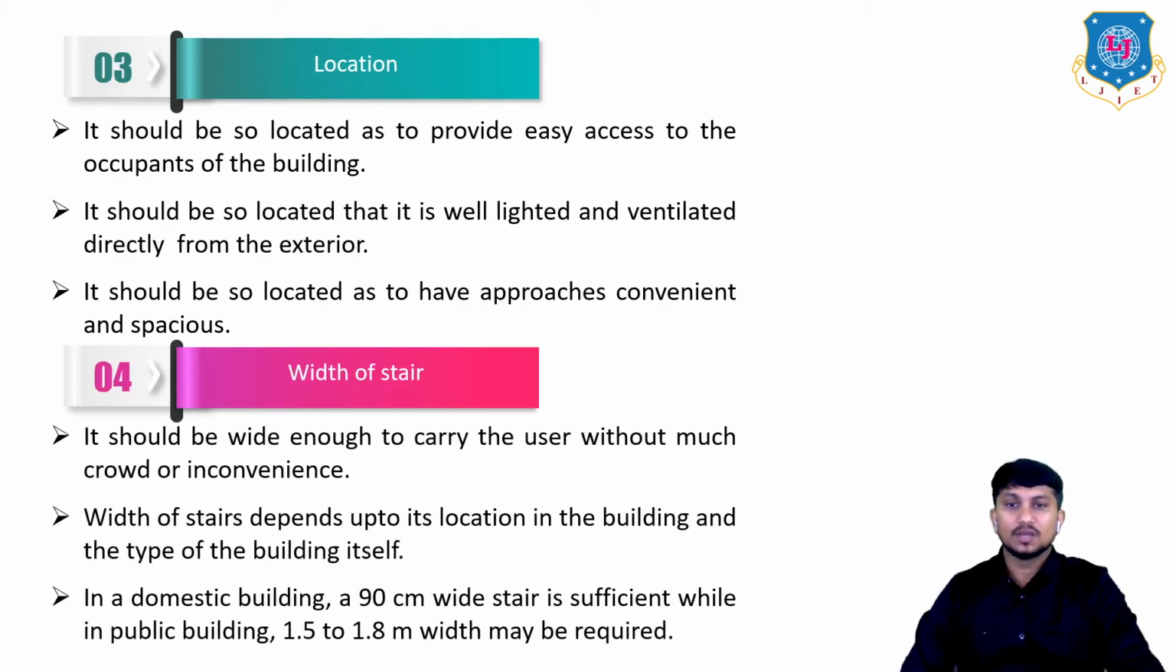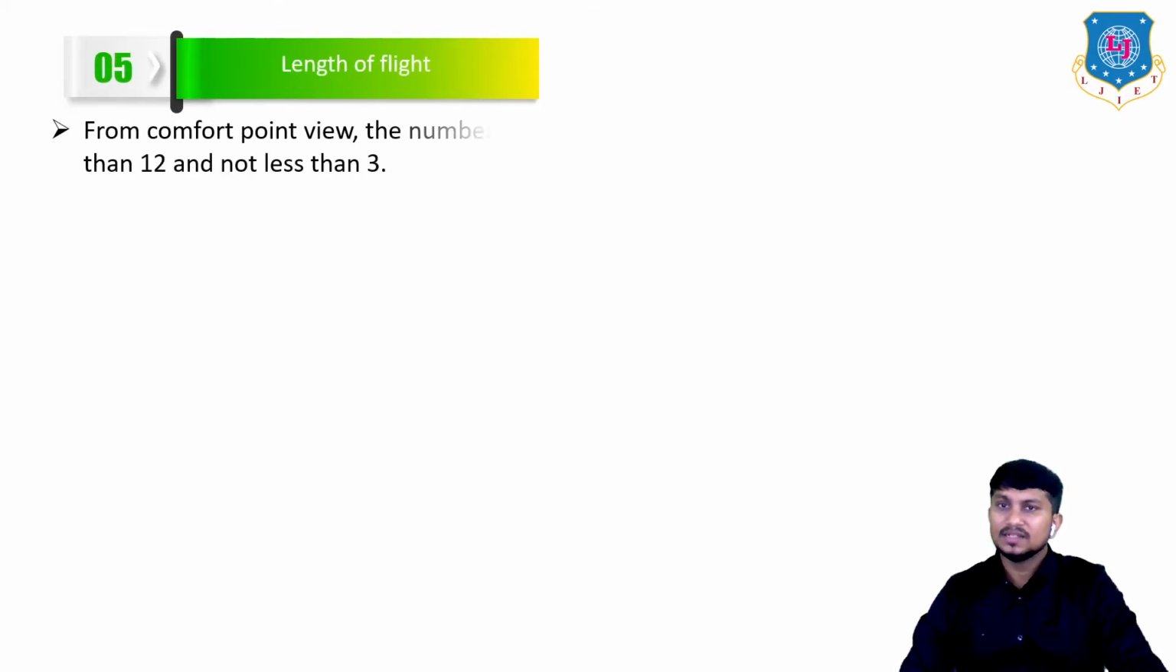Fourth requirement is width of stair. Stair should be wide enough to carry the users without much crowding or inconvenience. The width of stair depends upon its location in the building and the type of building itself. In domestic building, a 90 centimeter wide stair is sufficient, while in public building, 1.5 meter to 1.8 meter width may be required. So this purely depends on the type of building, or you can say the location in the building. The next requirement is length of flight. From comfort point of view, the number of steps should be not more than 12 and not less than 3.